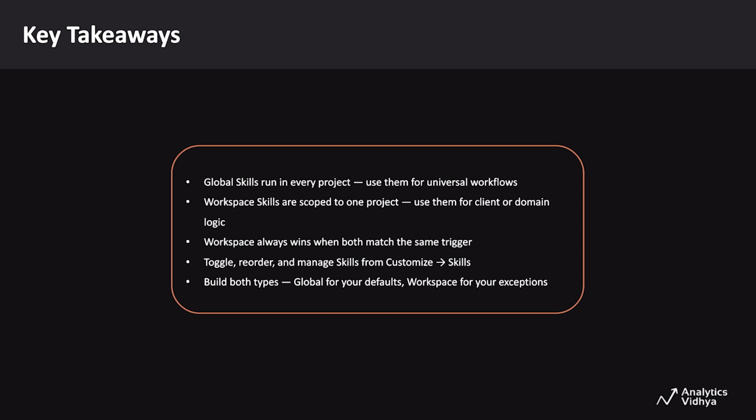And when both a global skill and workspace skill match the same trigger, no worries. The workspace skill takes the lead, giving everything a project-specific focus. Best part, managing your skills is a breeze. You can activate, prioritize, and configure them easily within Co-work. So, by combining global and workspace skills, you get flexibility and efficiency, powering up your workflows like never before.